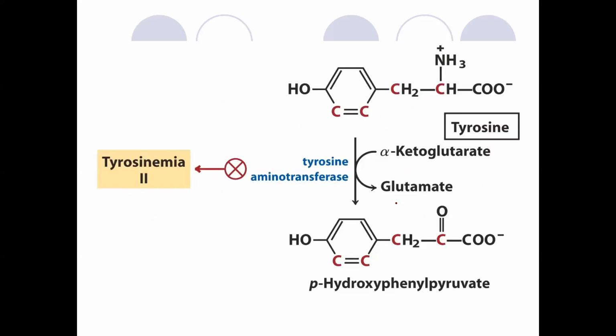Now, once you make tyrosine, now you deaminate it to make p-hydroxyphenylpyruvate. Both dietary tyrosine and glucocorticoids increase the synthesis of this enzyme. Mutations in tyrosine aminotransferase will cause a condition called tyrosinemia.